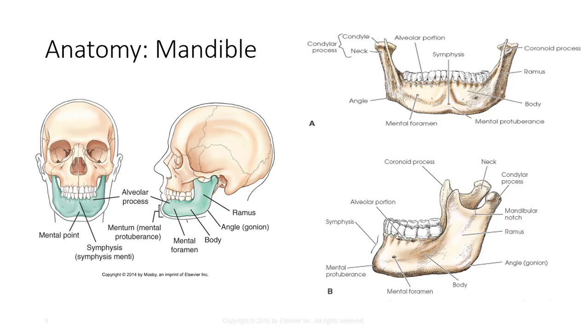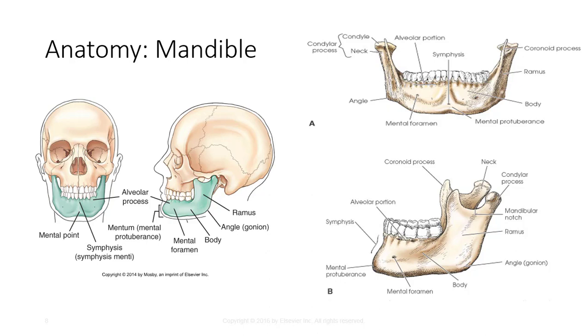The body is the curved horizontal portion, and the rami are the two vertical portions on each side of the body. The angle of the mandible, also called the gonion, makes up the junction of the body and the ramus. The mental protuberance is the anterior triangular prominence, and the symphysis is the most anterior and central part where the left and right halves of the mandible fuse.